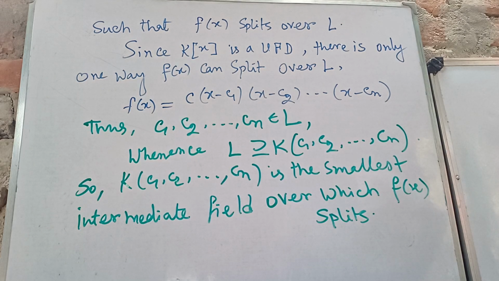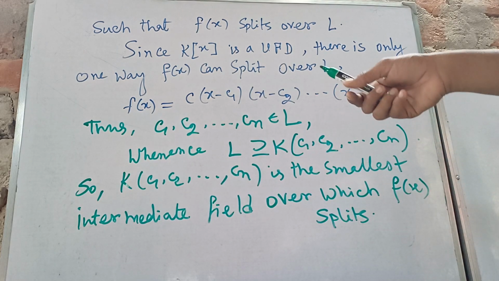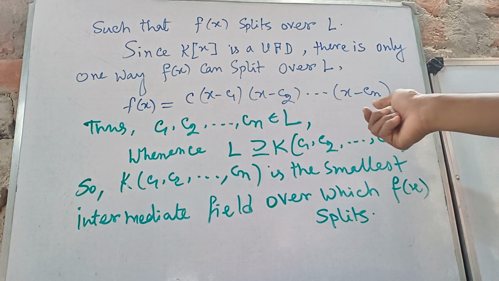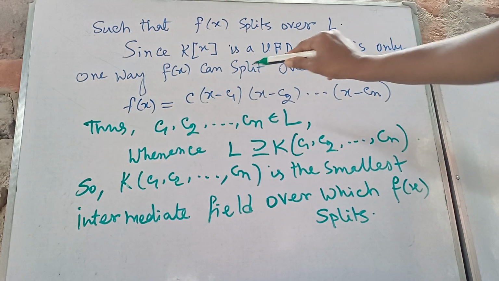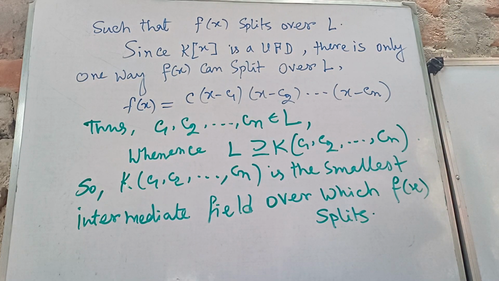Otherwise, any other intermediate field of the extension K(c1, c2, ..., cn) over K would not contain this polynomial's roots or would not split this polynomial properly. So this one happens, and so we obtain that this one is the splitting field.